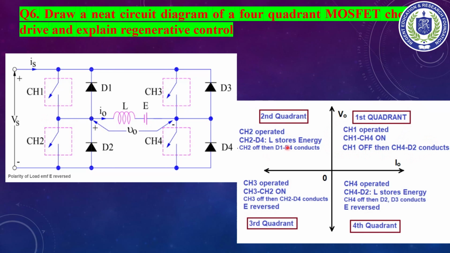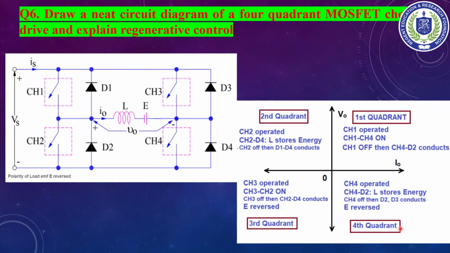In the second quadrant, what will happen? CH2, that is switch 2, will be turned on, and along with that D4 will be there, where the inductor will store energy. When CH2 is turned off, then D1 and D4 will conduct. In case of the third quadrant, CH3 is operating. CH3 and CH2 are turned on. When CH3 is off, then CH2 and D4 will conduct and E is reversed. The polarity of the load EMF is reversed.